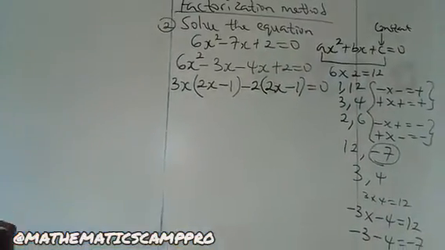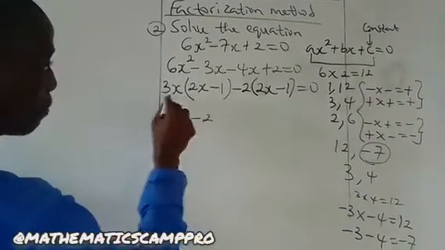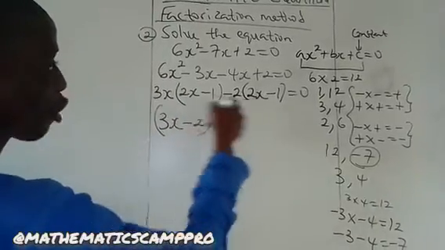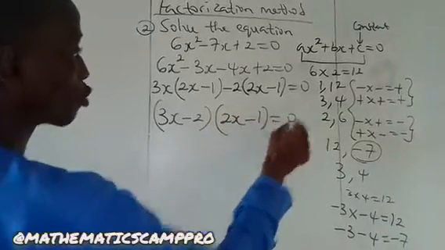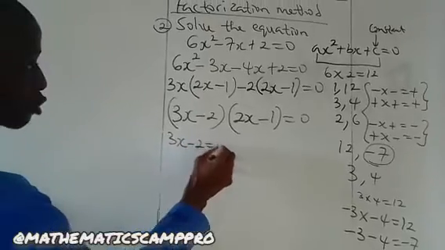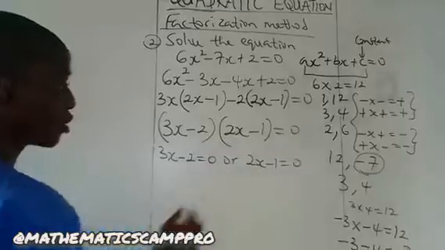Then let's pick it. It's going to be 3x minus 2. You close the bracket. Then 2x minus 1 is common to both terms, so you pick one of it. 2x minus 1, all equals 0. Now we have 3x minus 2 equals 0, or 2x minus 1 equals 0.